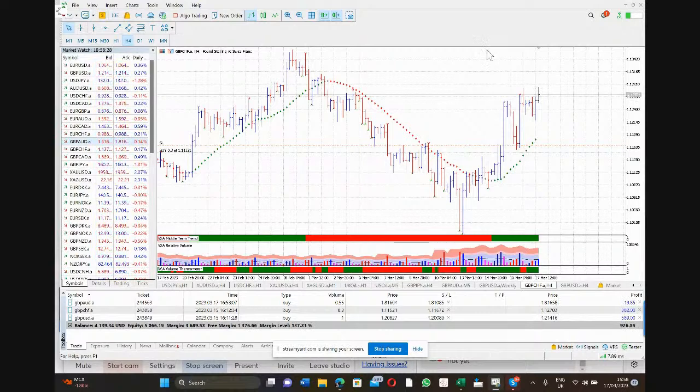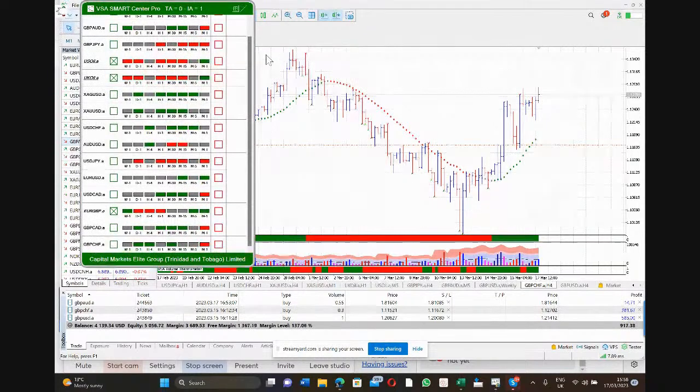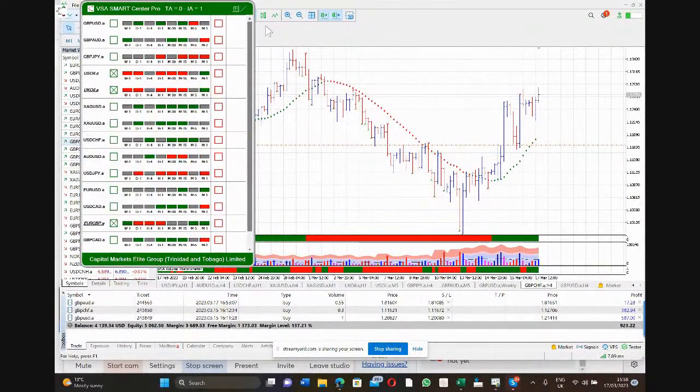All right, so you should be able to see my MT5 platform. I'm going to put Smart Center Pro on, because that's what I was using to trade this. And these are the instruments that have currently been alerted to, that I've been scanning all week. Okay, so you can see here I'm using MT5 with Capital Markets.